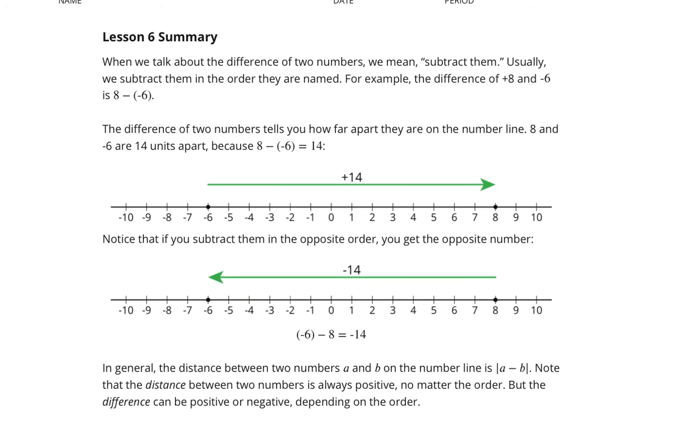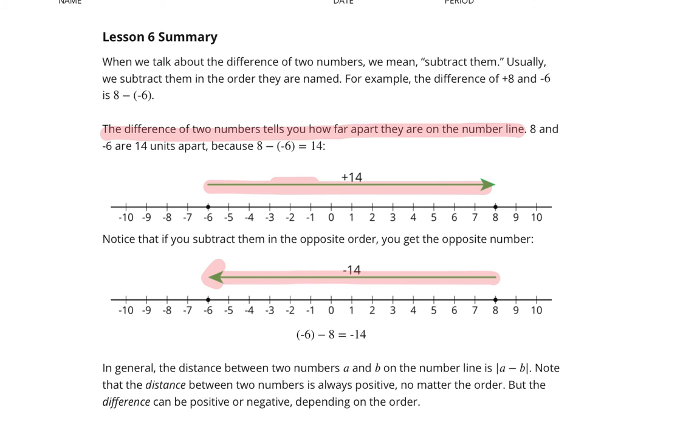And our lesson summary today, this is an important one. When we talk about the difference of two numbers, we mean subtract them. Usually we subtract them in the order they're named. For example, the difference of 8 and negative 6 is 8 minus negative 6. The difference of the two numbers tells you how far apart they are on the number line. What's the distance between them? How far apart? 8 and negative 6 are 14 units apart, because 8 minus negative 6 is 14. How far apart are they? Notice that if you subtract them in the opposite order, you get the opposite number. Negative 6 minus 8 would be negative 14.